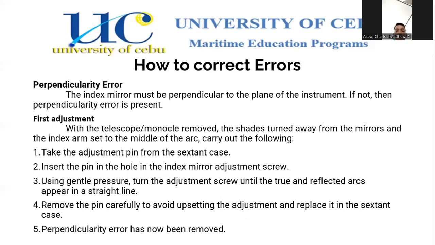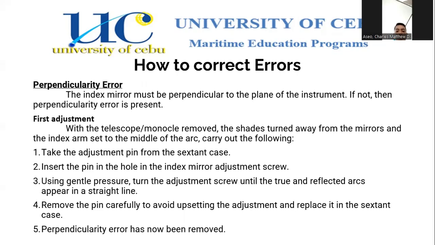Next, how to correct error. Perpendicular error. The index mirror must be perpendicular to the plane of the instrument. If not, then perpendicularity error is present. First adjustment. Within the telescope mounted, remove the shades, turn them away from the mirror, and set the index arm in the middle of the arc. Carry out the following.